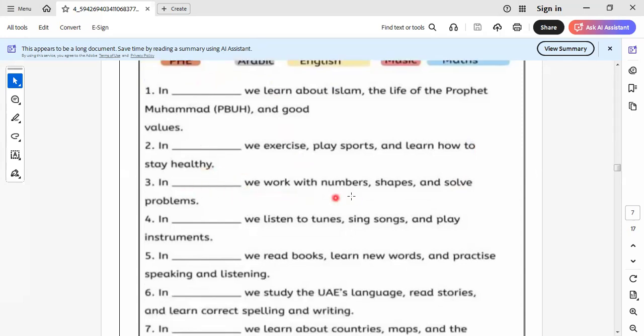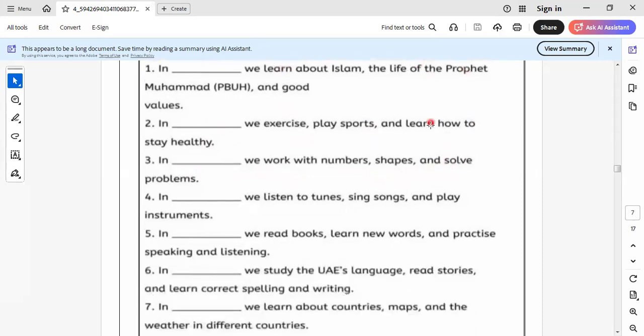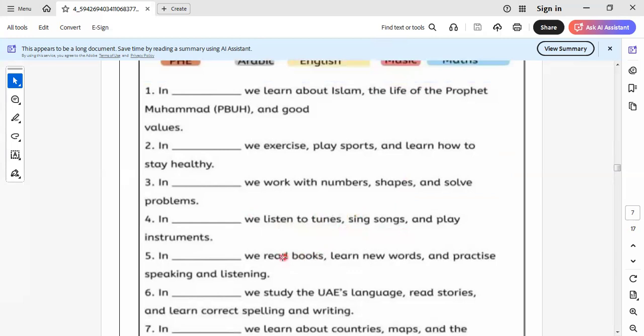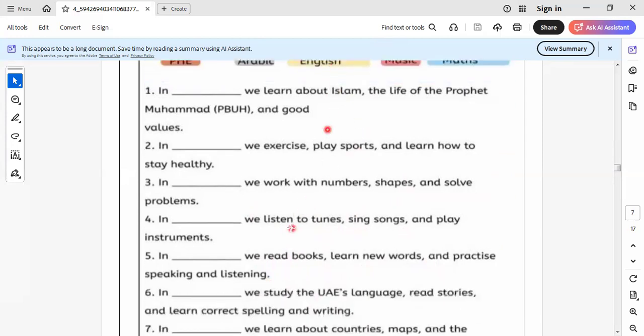We work with numbers, shapes, and so on. It's mathematics. Relate with numbers and shapes, it will be mathematics. We listen to songs and music, it will be music. Read books, learn new words, and practice listening and reading. All of us know it, English, because it's an international language.